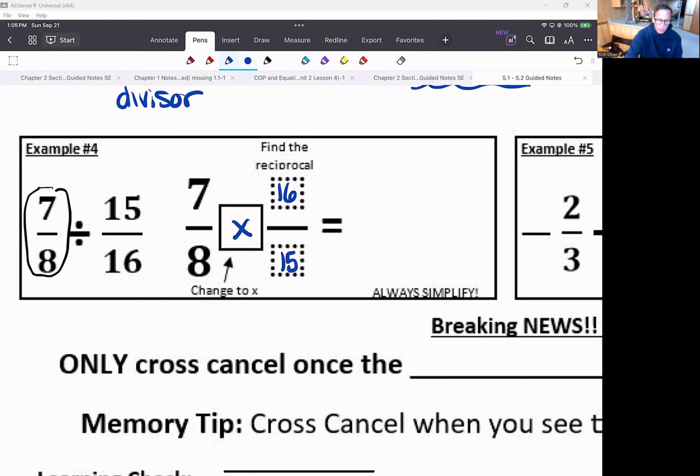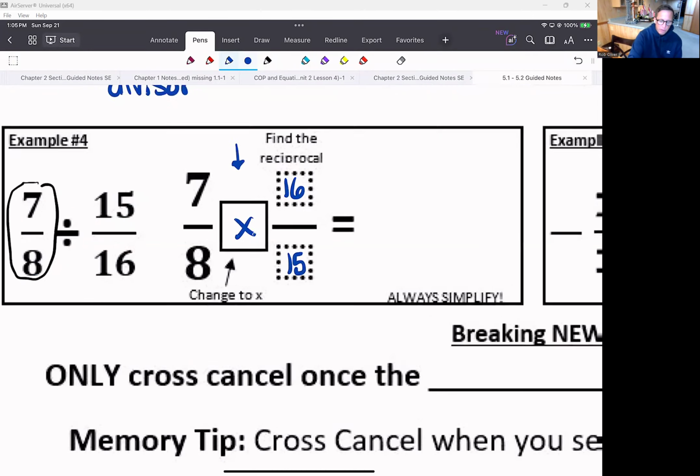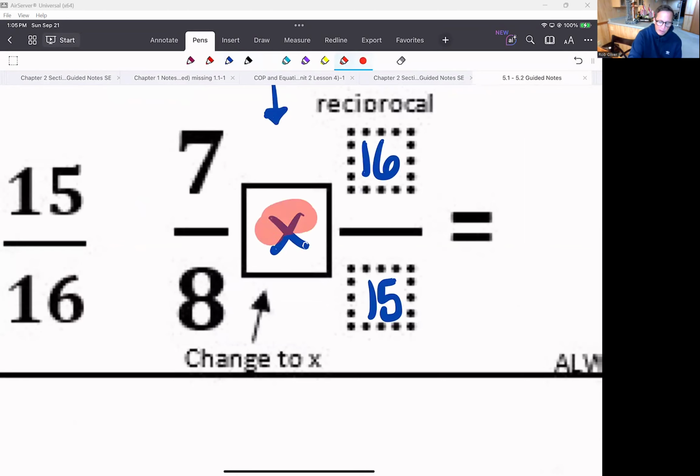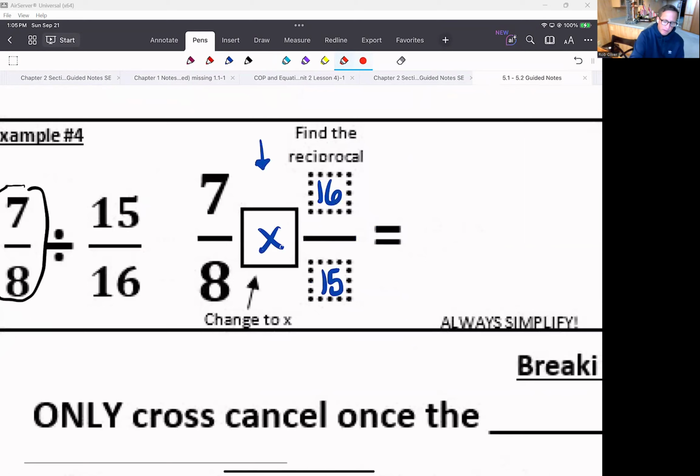Another good rule to follow is that, I had a little discussion about cross canceling, which is a really good thing to be able to do. But keep in mind that you don't want to cross cancel until you've changed it into multiplication. I had a student tell me she remembered: I don't cross cancel until I see the cross, which I thought was a really good way to remember. It's like an X, where the lines are crossing each other. So now we can cross cancel, right?